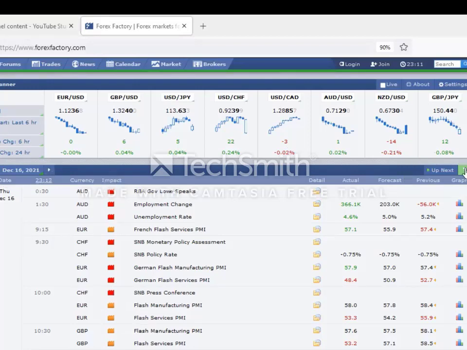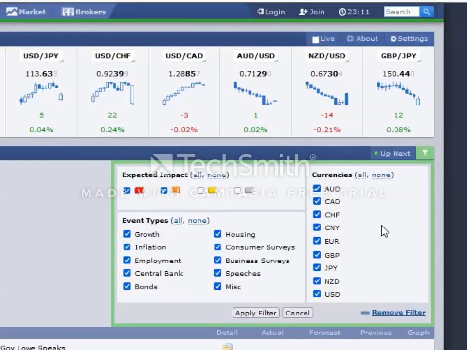To edit, you can just click this funnel over here. After clicking the funnel, you can filter what kind of news you want. And on this, I am actually filtering my news to either a high impact news or a medium impact news.